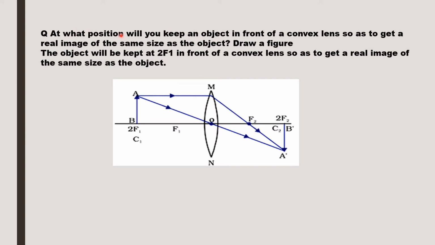At what position will you keep an object in front of a convex lens so as to get a real image of the same size as that of the object, and draw the figure? Now in this case, if the real image has to be obtained and if the image has to be of the same size as that of the object, then the object should be kept at 2f1. So if you are drawing the figure for ray diagram for convex lens, the object should be kept at 2f1. The image will be obtained at 2f2.